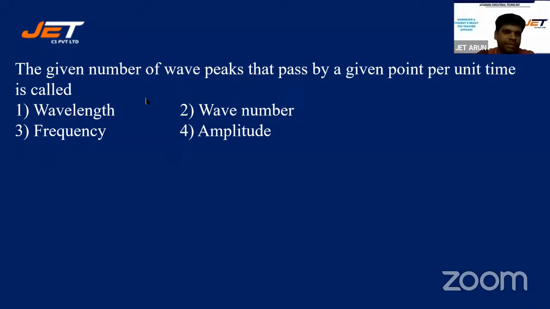Okay, students, this question has to be carefully remembered. Remember the key, students. I'm revealing the key. It's frequency. Frequency, students. Number of wave peaks that pass by a given point per unit time. It's called frequency. 3 is absolutely right.